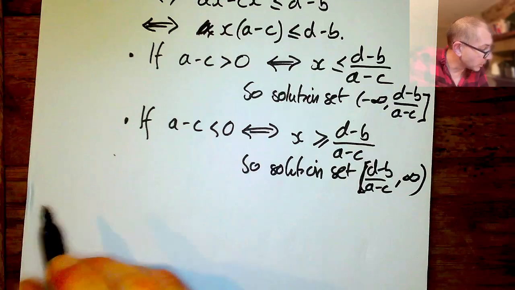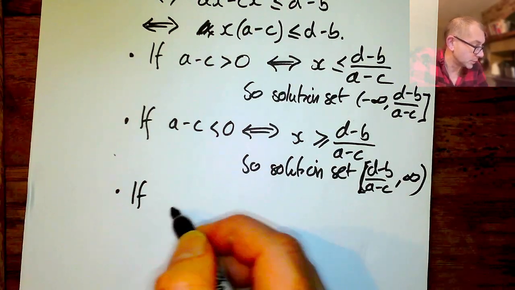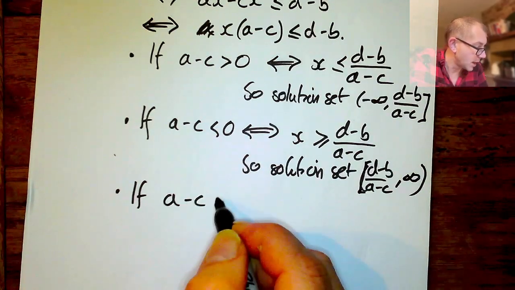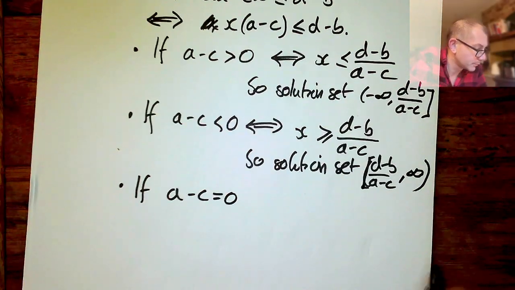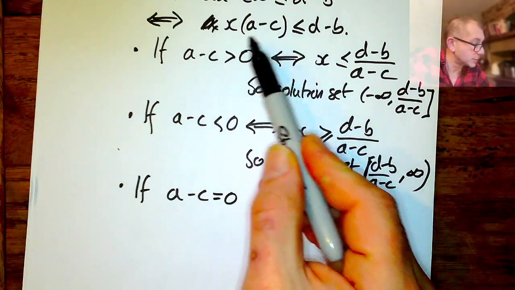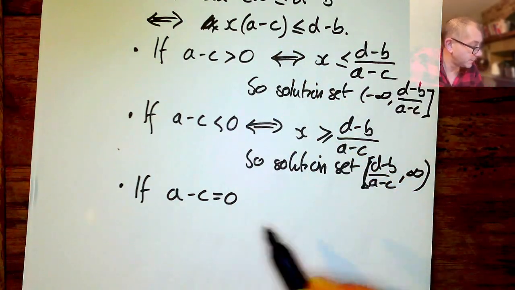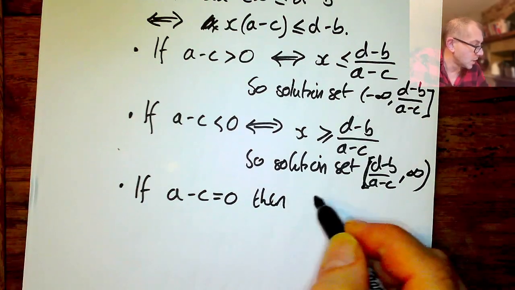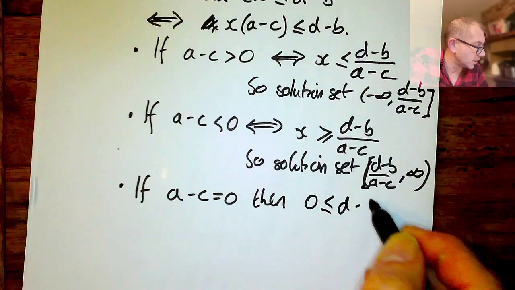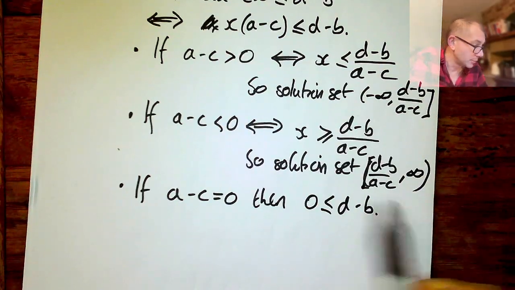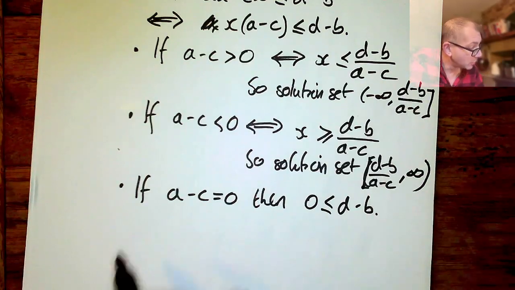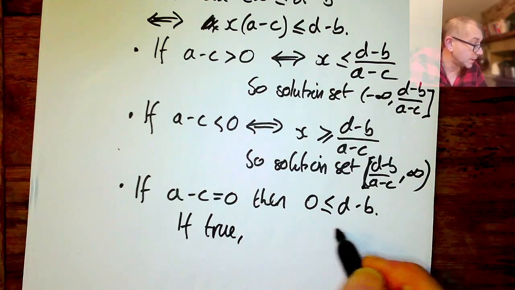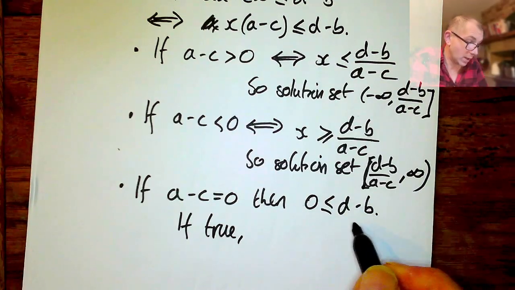And then what have we got left? Well, we've got the possibility that a equals c, i.e. a minus c is equal to 0. And if that's true, then all of this vanishes. So I've just got two cases to consider further. Then we have 0 is less than or equal to d minus b. Now, this is either true or it isn't. So there's two more cases. So if this is true, then it doesn't matter what x was. It will always work.